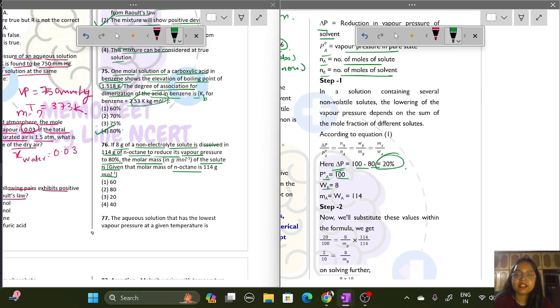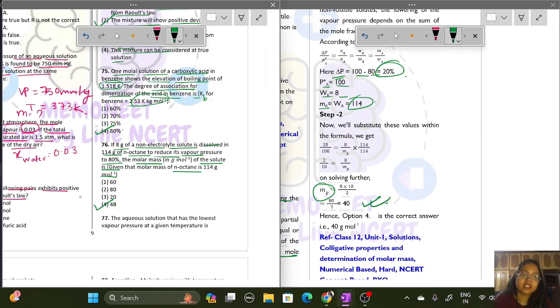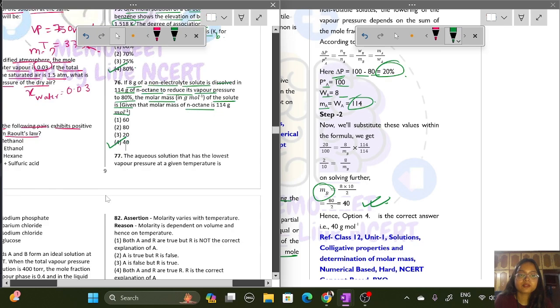P naught is 100, WB is 8 gram, and MA is 114. MA is 114, it is also given. So now when we substitute all these values, we will get MB. We have to find out MB. MB here is 40. So MB is 40. Option number 4 is the correct option.